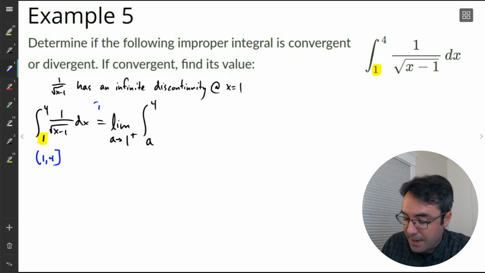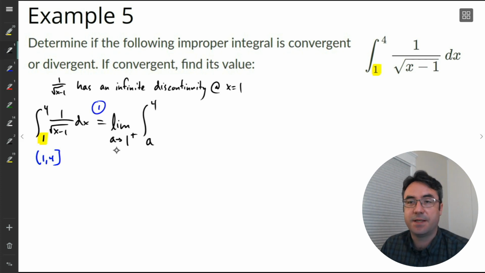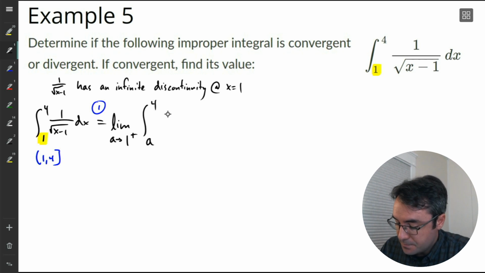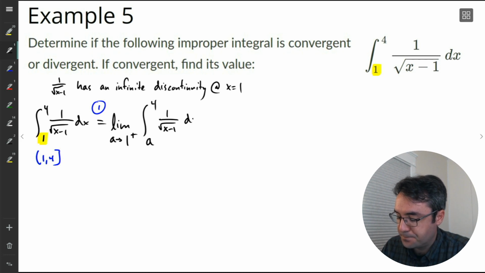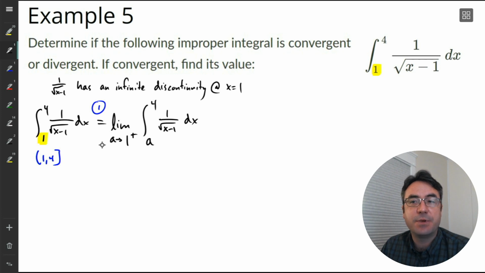So this is our first key step. Rewrite this thing as a limit. We're rewriting it as the limit as a approaches 1 from the right of the integral from a to 4. We could have used t's here. That's fine as well, just so long as you're consistent, and you don't use x. We're already using x. You just have to use some different variable here.